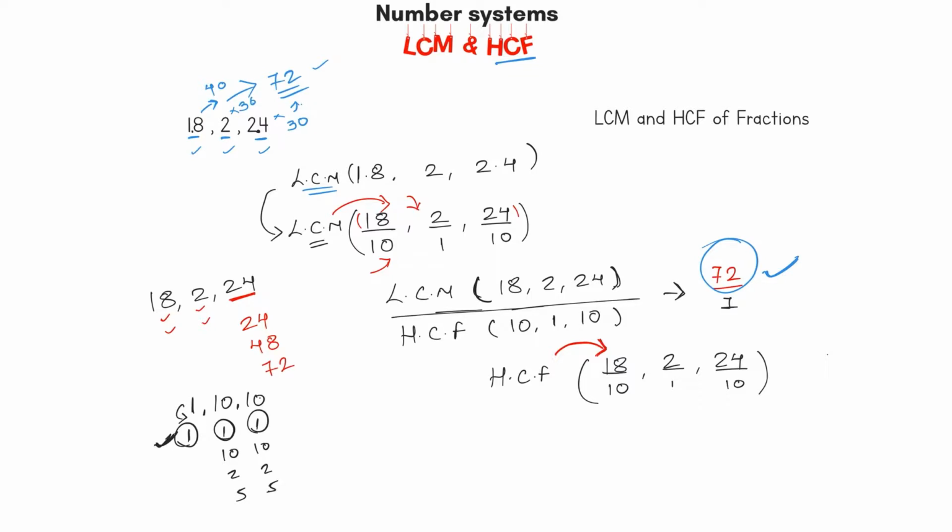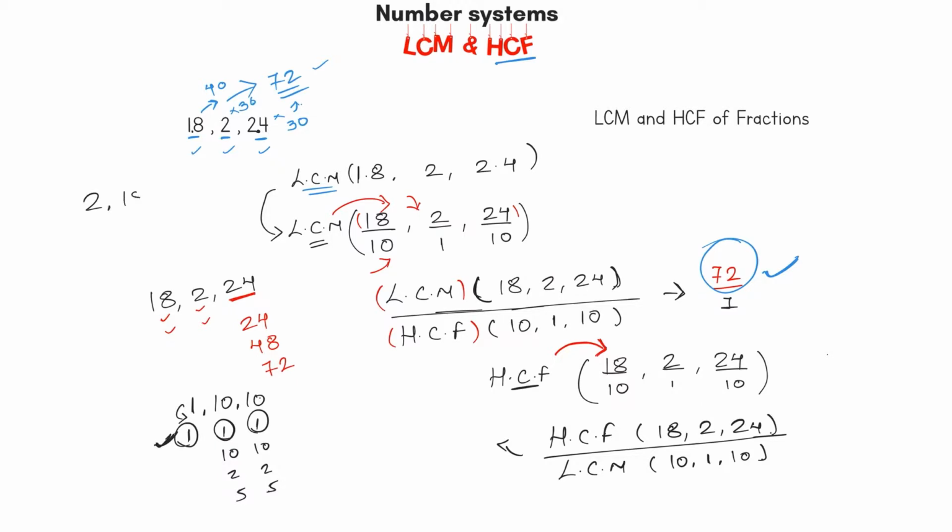Just the reverse. For LCM you have numerator LCM and denominator HCF. For HCF you have numerator HCF and denominator LCM. As simple as that. So HCF of numerators 18, 2 and 24, and then the LCM of denominators 10, 1 and 10. And my problem is solved. So how will I solve this now? Highest common factor of 2, 18 and 24. What is that?